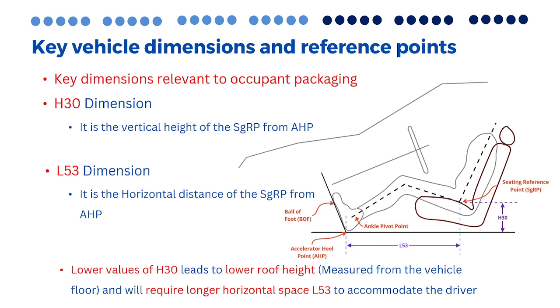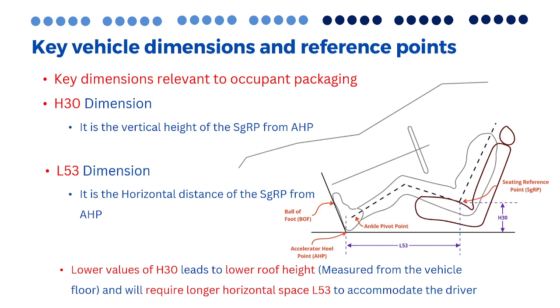Now these two dimensions are interlinked with each other. The lower value of H30 leads to a lower roof height measured from the vehicle floor. And the same thing will require longer horizontal space, which is L53, to accommodate a driver. So a vehicle which has a lower height has a larger L53 dimension and a lesser H30 dimension. So you have to compensate between those two as per the height requirement of your vehicle.